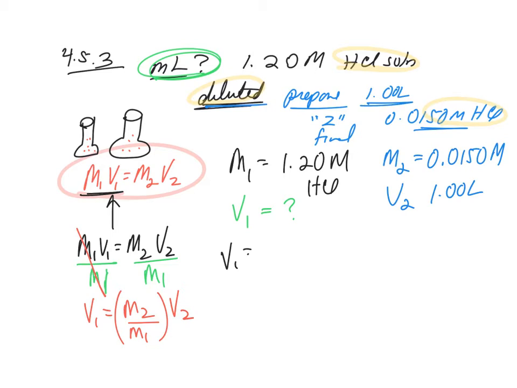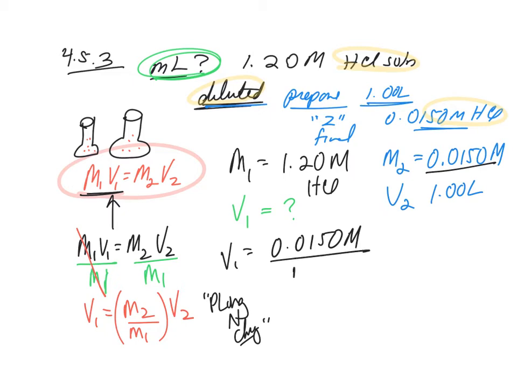And so then V1 equals, this is called plug and chug, folks. And once we have a formula, you just have to pull the right formula. Isolate your variable. So M2 is first, so M2 is on top, 0.0150 molarity. M1 is 1.20 molarity, and then your V2 is 1.00 liters. The molarities will cancel out. You'll be left with liters. Keep in mind it wants milliliters, so we're going to have to convert.